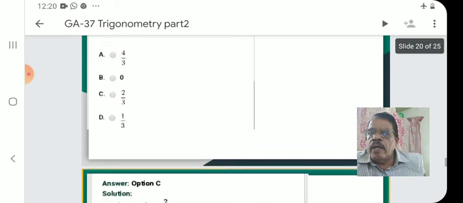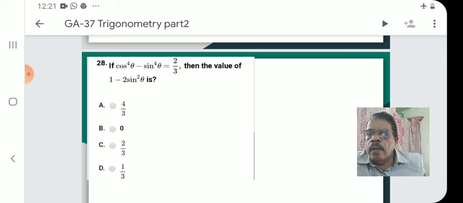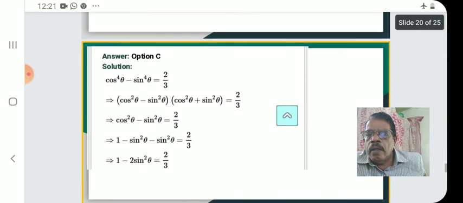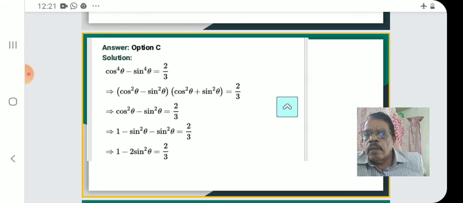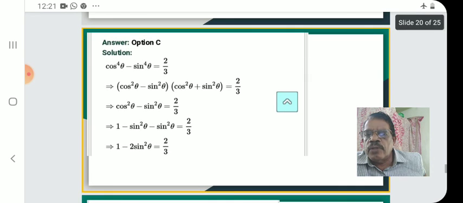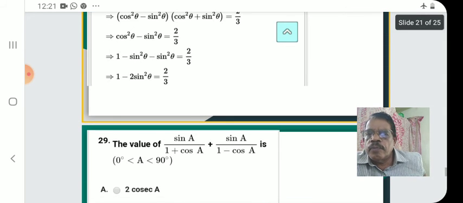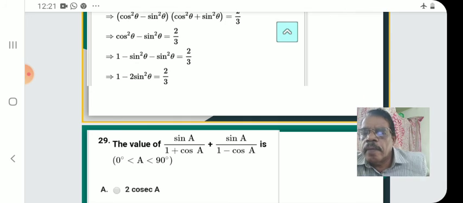What is to be proved? 1 minus 2 sin square theta എത്ര എന്നുള്ളതാണ്. That is 1 minus 2 sin square theta is equal to 2/3. That is the answer. 1 minus 2 sin square theta is 2/3.